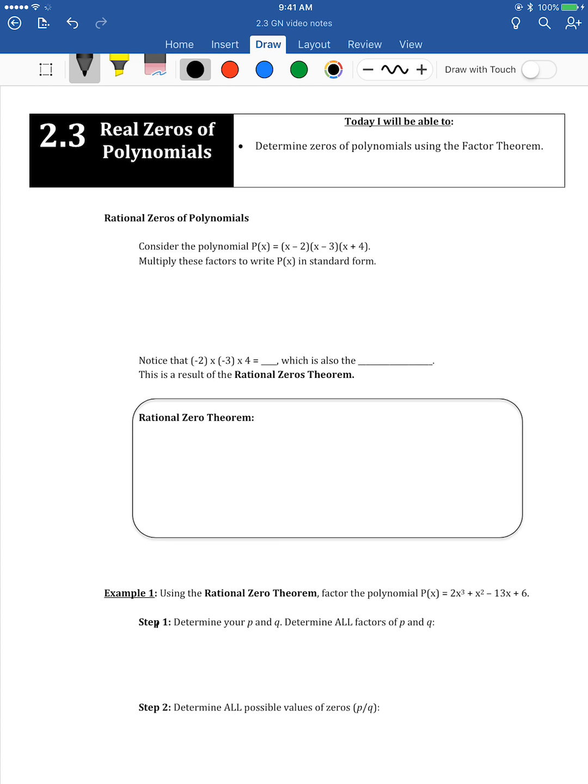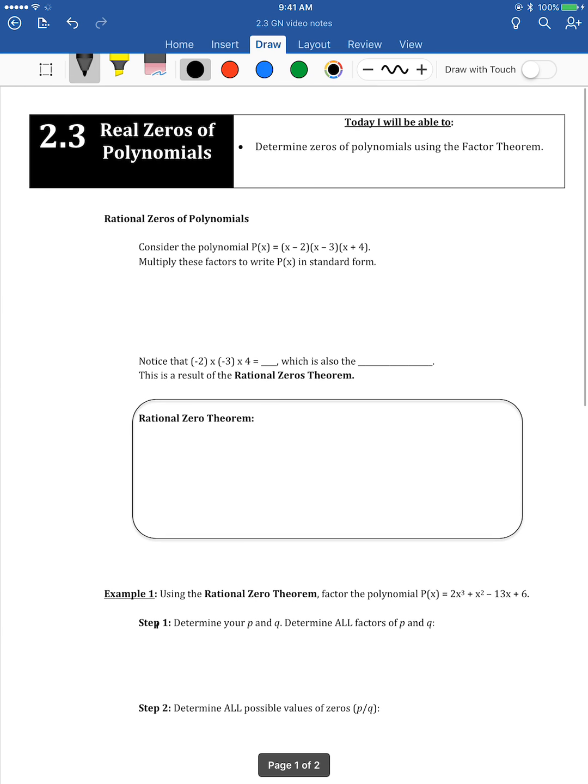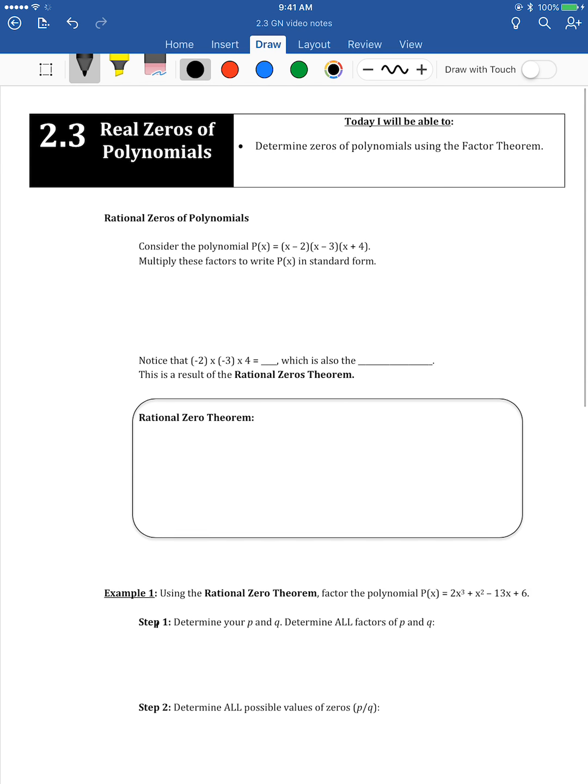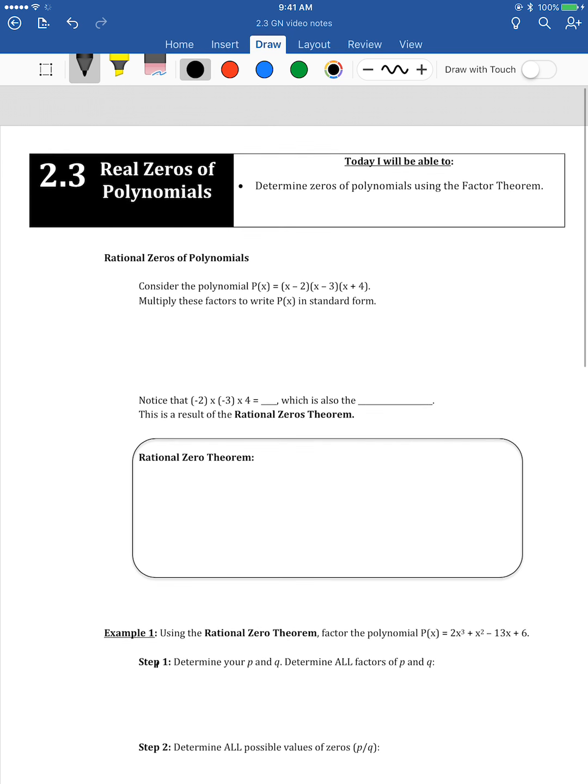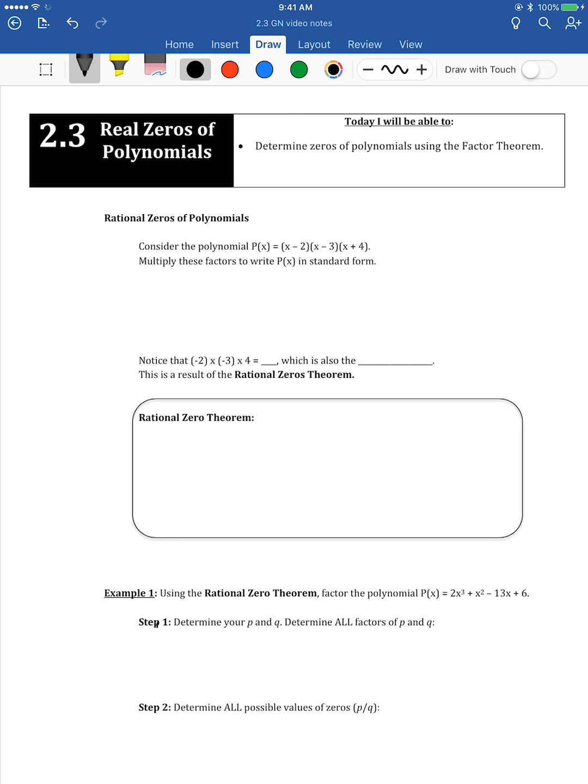Welcome. I'm Mr. Boothman again, and tonight or today we'll be talking about section 2.3, the real zeros of polynomials. So let's jump right in. Rational zeros of polynomials, we're going to start with first, before we generalize to all real zeros, and then eventually after that we'll generalize to all zeros of polynomials, real or imaginary. But that's for a little later. For right now, rational zeros.